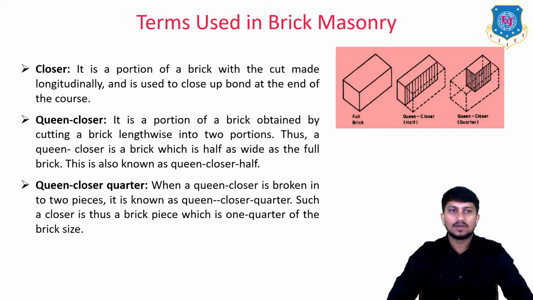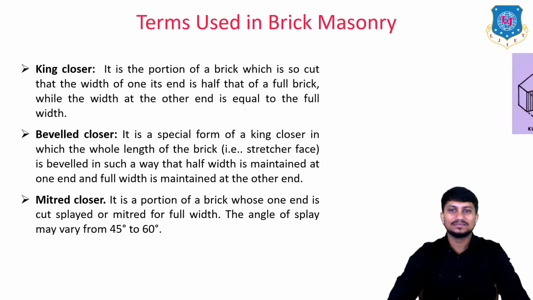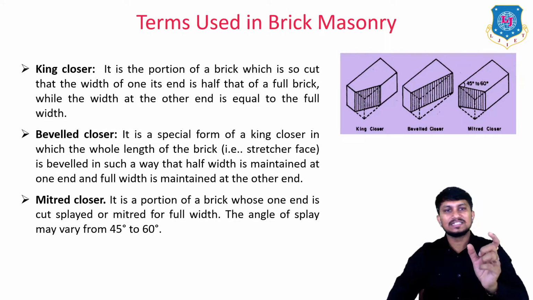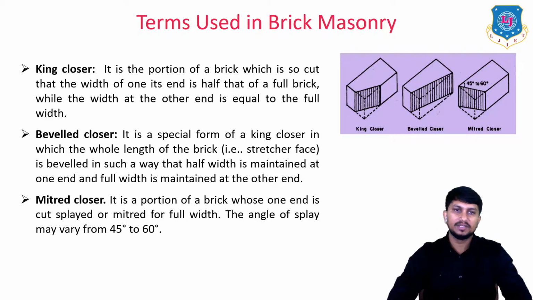Next is queen closer quarter. When a queen closer is broken into two pieces, it is known as queen closer quarter. Such a closer is thus a brick piece which is one quarter, or one fourth, of the actual brick size. This is how queen closer quarter looks like. Next is king closer. It is a portion of brick which is so cut that the width of one of its ends is half that of a full brick and the width of the other end is equal to the full width. It is called as the king closer.